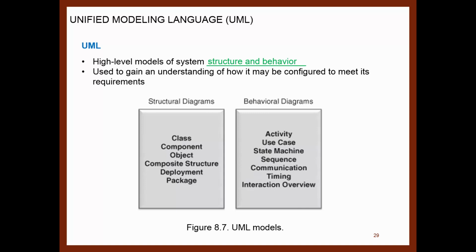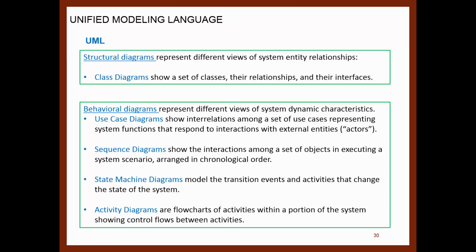So there are two groups of UML models, structural diagrams and behavioral diagrams. Structural diagrams represent different views of system entity relationships, and the one that we are going to discuss in class is the class diagram, which shows a set of classes, their relationships, and their interfaces.